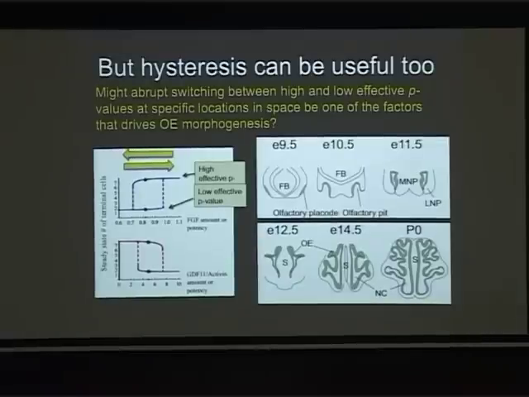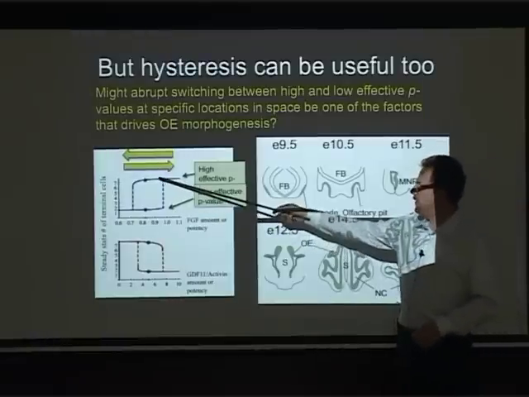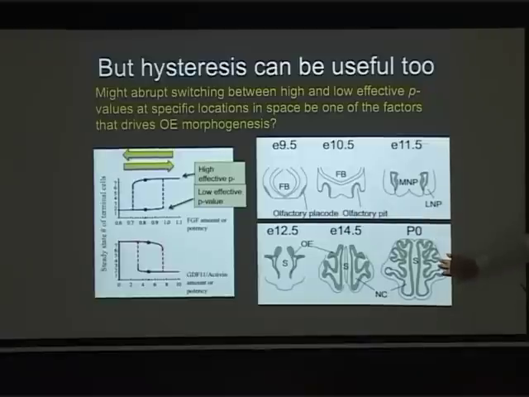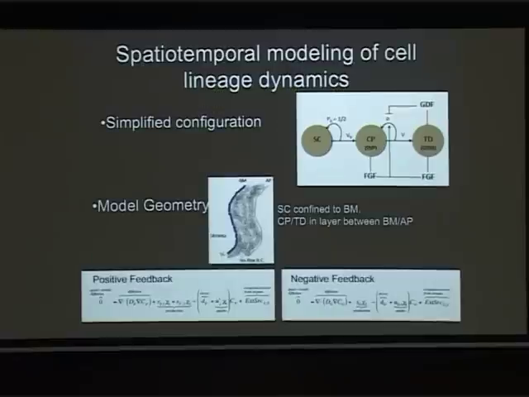Now, of course, hysteresis isn't just a bad thing. Hysteresis can be a good thing. If you want to have switch-like behavior, if you want to turn something on and off at different locations, if you can externally affect whether you're in this high p-value state or low p-value state, maybe that can be used in morphogenesis. Maybe that's one of the ways you get these structures is, say, for example, you ignite growth over here and you extinguish it over there, right, using these feedback factors. And so over the last couple of years, we've been involved in a collaboration with John Lowengrub at UC Irvine, building some fairly simplistic models, but models that have the right spatial geometry.